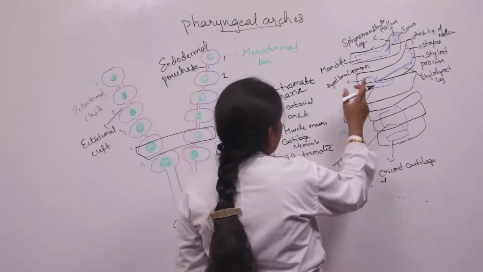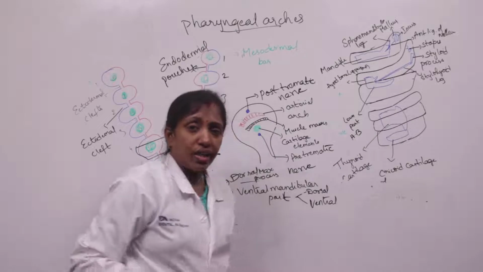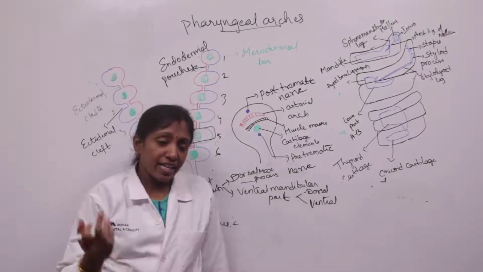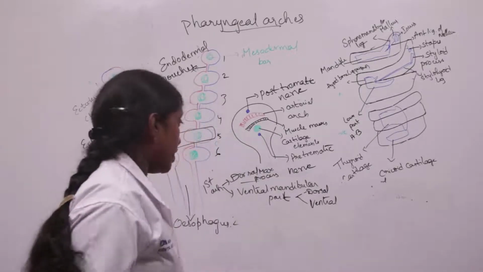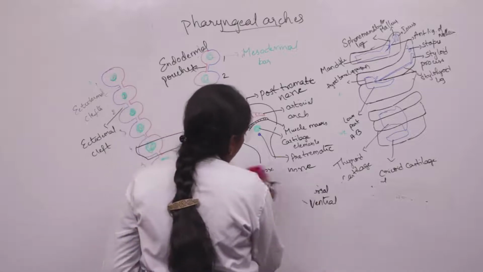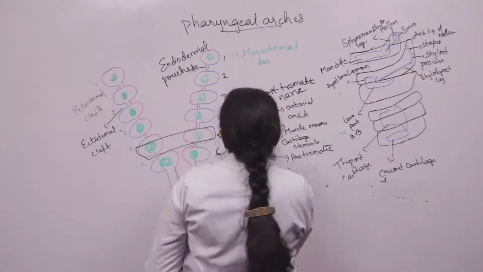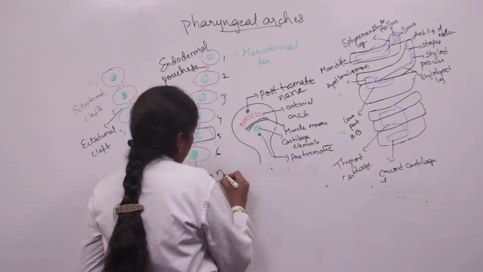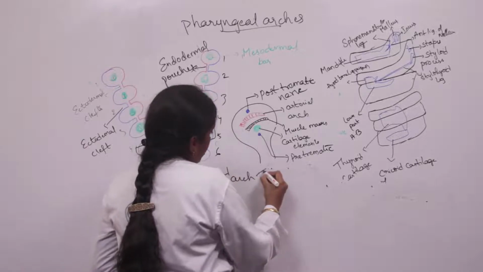Then coming to the second arch. The second arch we call it the hyoid arch. It also divides into dorsal part and ventral part.